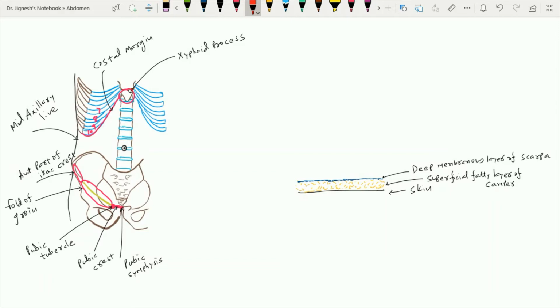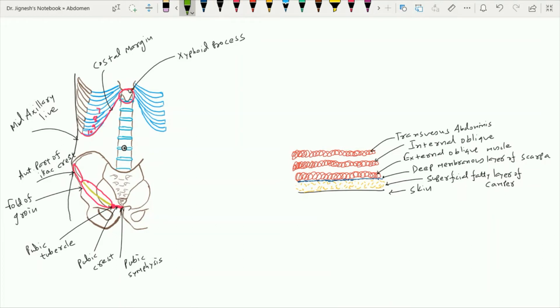Deep to the membranous layer of Scarpa, no deep fascia is present within the anterior abdominal wall, but 3 important muscles are present on the anterolateral aspect, while in the midline one additional muscle, the rectus abdominis, is also present. On the anterolateral aspect, from outer to inner side, we find the external oblique muscle along with its aponeurosis, the internal oblique muscle along with its aponeurosis, and more deeply the transversus abdominis along with its aponeurosis.